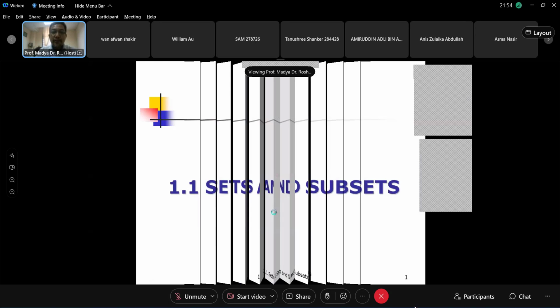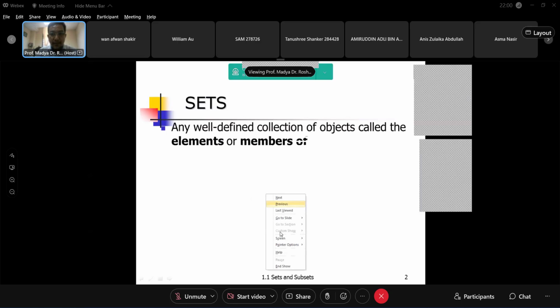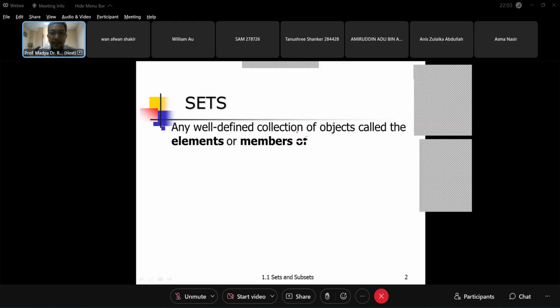Okay, normally once we talk about set, we talk about the collection. It means the collection of what? Of object. What kind of object? Well defined. So in a formal definition, we can say a set is any well-defined collection of objects. We put these objects in one collection, but this collection must be well-defined. What does well-defined mean? It means we know the group clearly about that object.